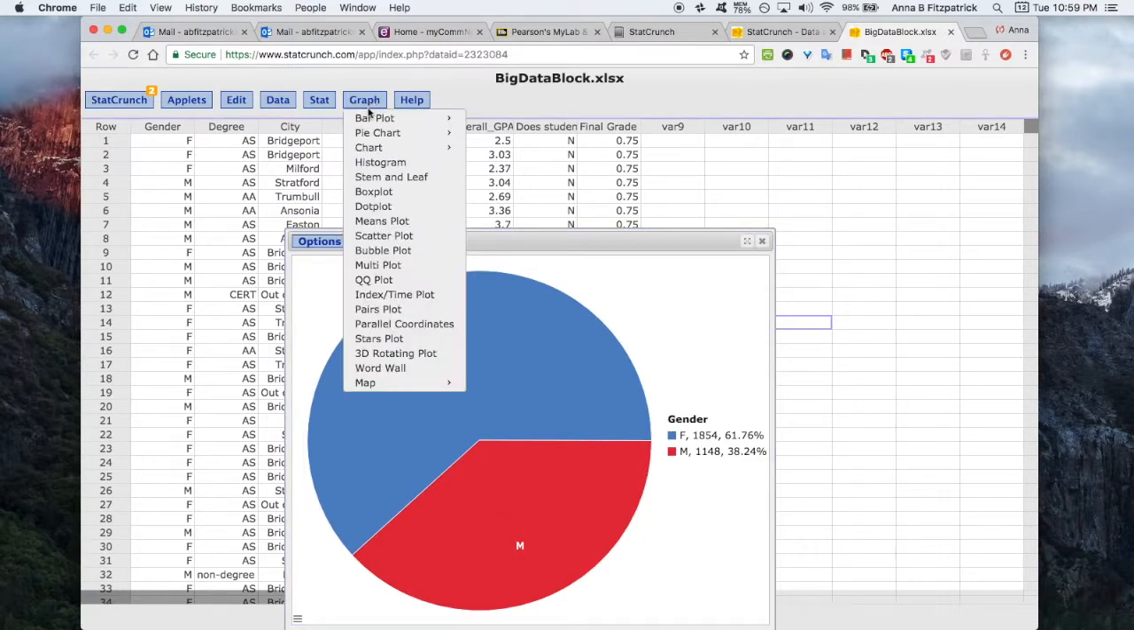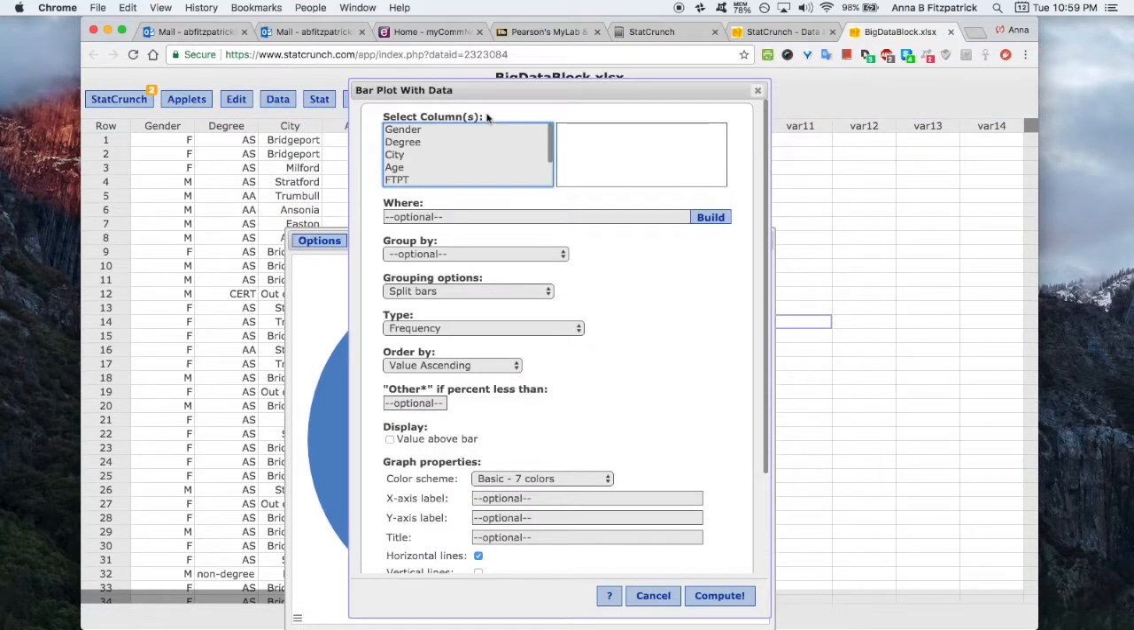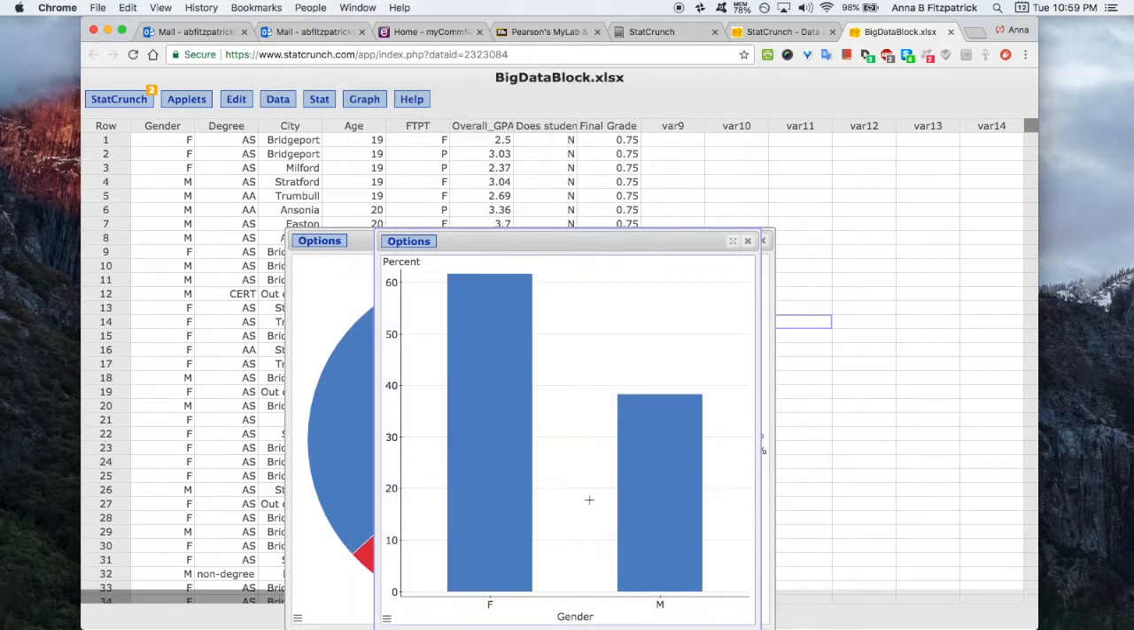The other way to evaluate this is by doing a bar plot. The gender is selected, and I'm also going to select the percent. And when I compute it, I can see that we are seeing the same percentages, and it looks similar to the pie, but I prefer the bar because I feel like it is easier to estimate the value visually, and by doing a side-by-side comparison with the bar.